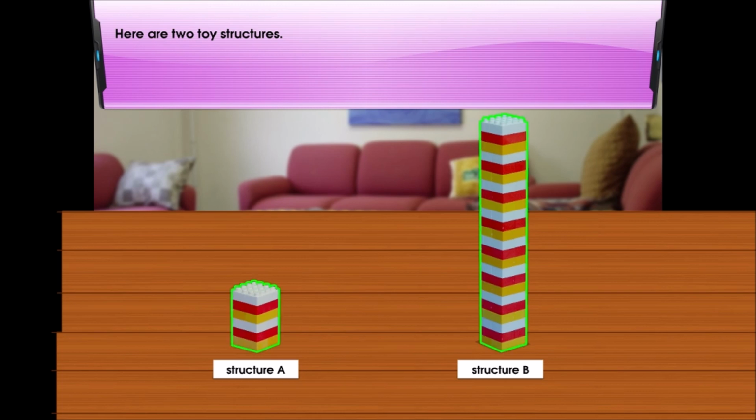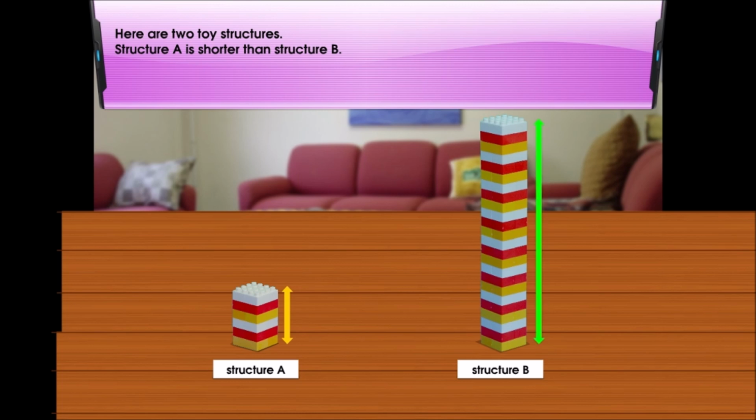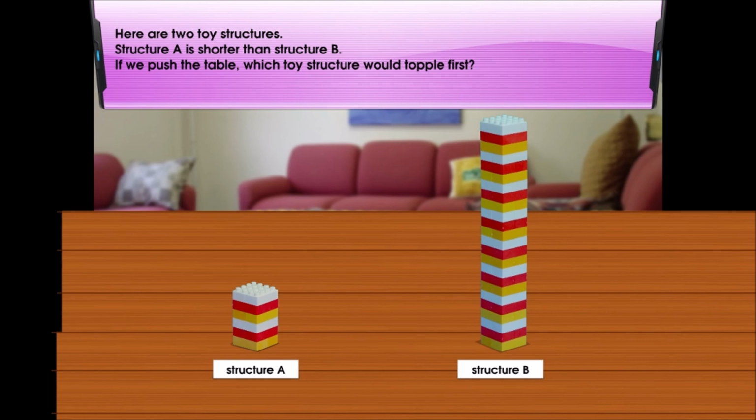Here are two toy structures. Structure A is shorter than structure B. If we push the table, which toy structure would topple first? Which toy structure is more stable? Click on the correct structure.